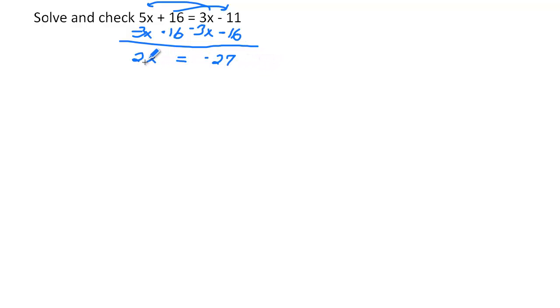Now we have 2 times x. We need to simplify by dividing by 2. If we divide the left side by 2, we have to be fair to the right side and divide it by 2 as well. And you have several options here. You can leave it as negative 27 halves, unless someone tells you that you need to give it as a decimal or a mixed number. So we can make it a mixed number and say that that is negative 13 and a half.